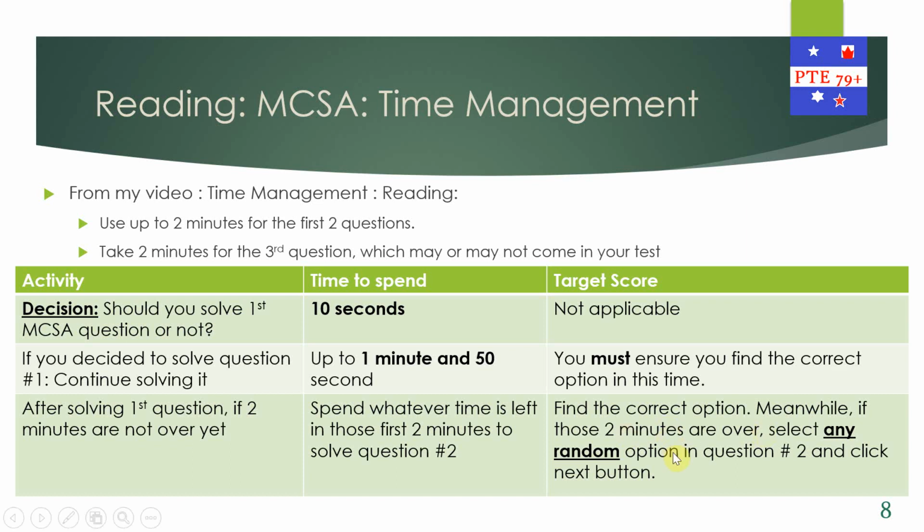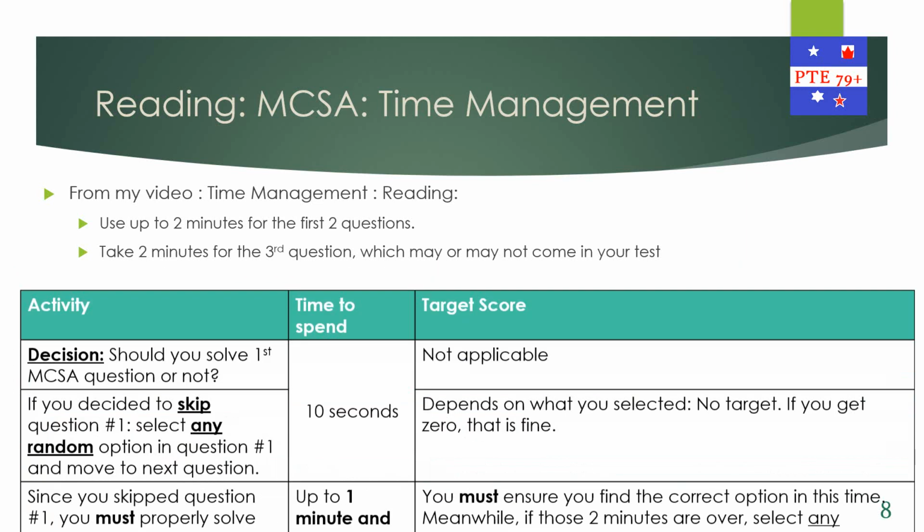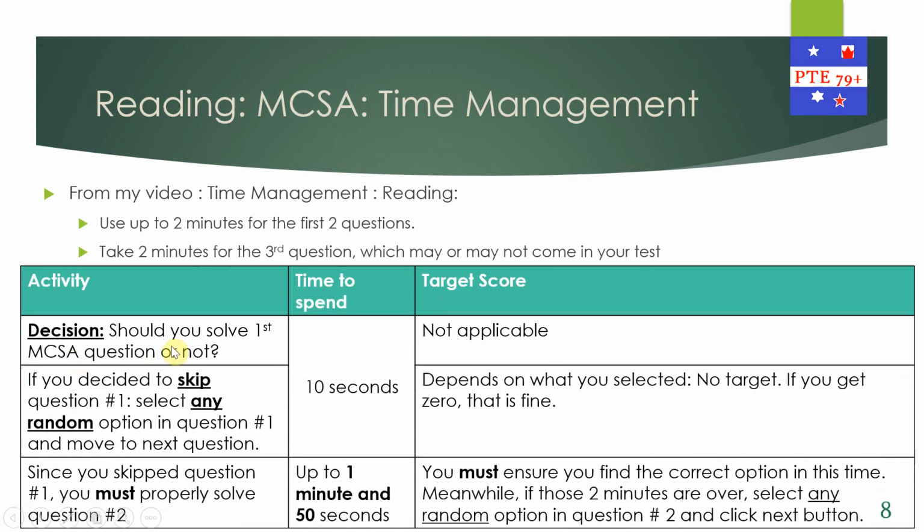And if you can't figure it out, just select some random option in the second question and skip or click next. And if you decide that you want to skip the first question for whatever reason, say the text is too lengthy and you don't want to solve it, just skip it. Okay, so you lost 10 seconds, but you skipped the first answer. But before skipping, you select something randomly. Okay, just select something randomly.